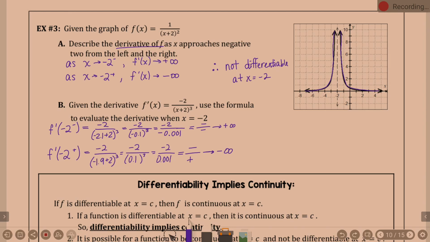Did I again just show the limit from the left and the limit from the right are not the same? The derivative on the left and the derivative on the right are not the same. So either way, what we know is that the derivative at -2 does not exist, because the limit of the derivative on the left does not equal the derivative on the right.